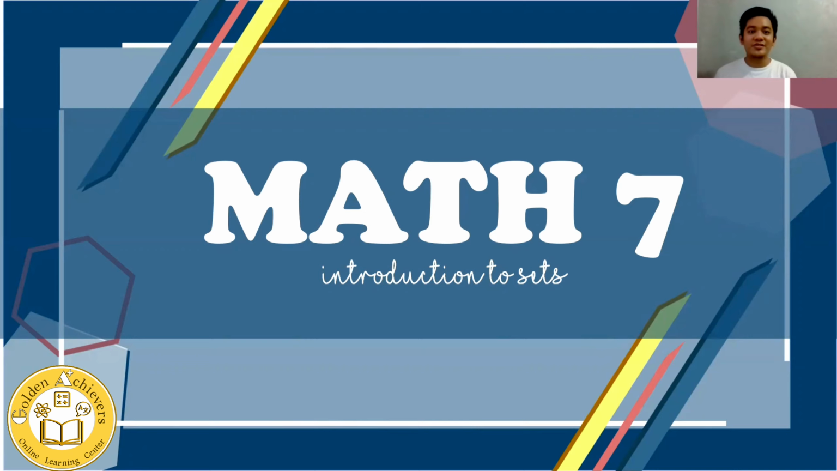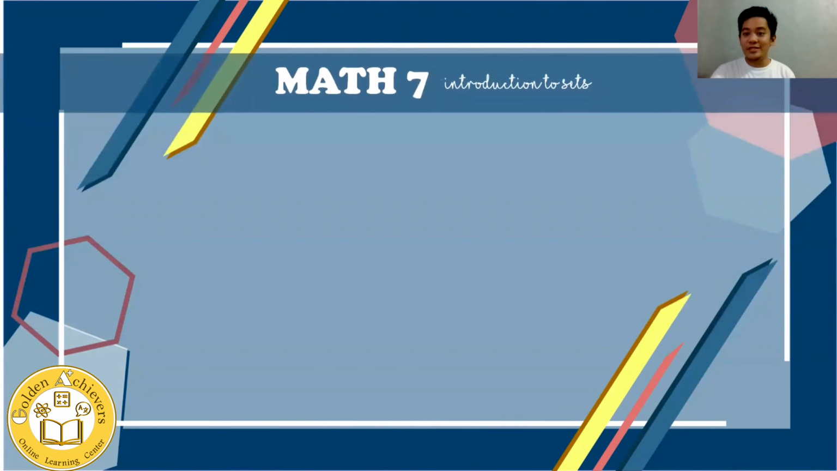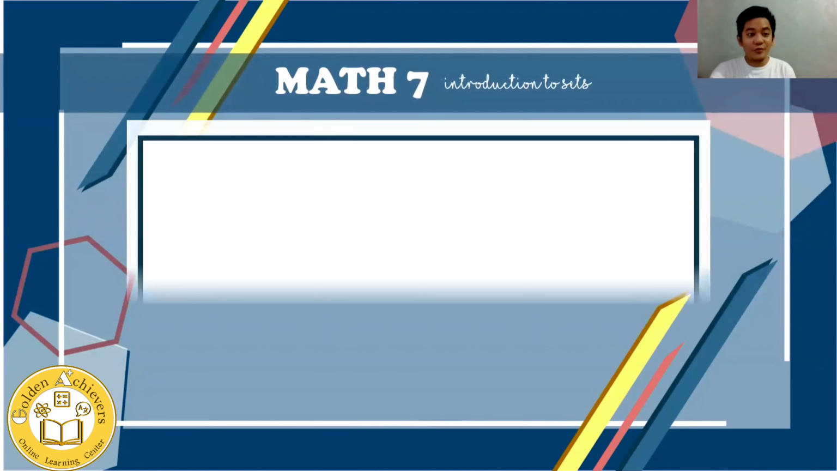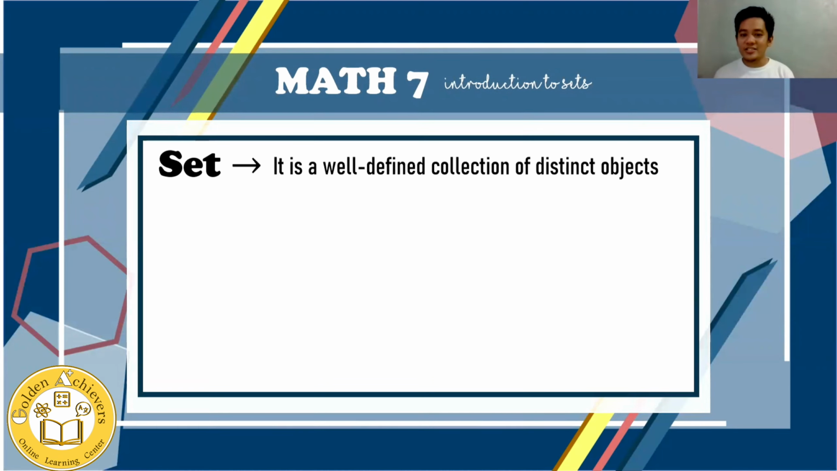In order for you to better understand Introduction to Sets, let us first define our terms. The first term that we need to define is, of course, the word set. According to the definition, a set is a well-defined collection of distinct objects. I know this is still vague for you. That's why we have to define the words that define set.